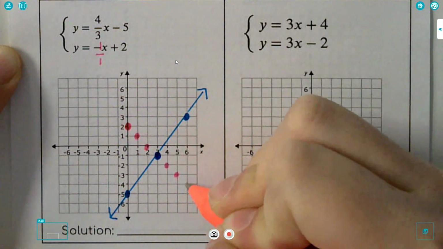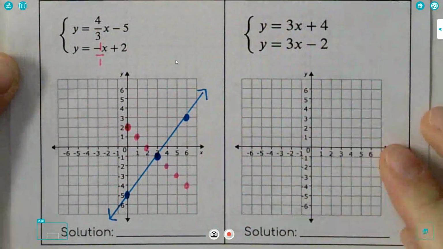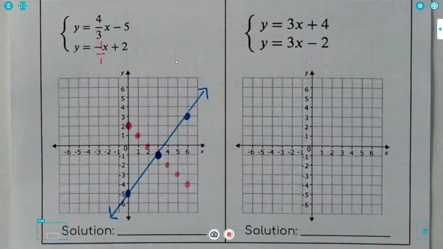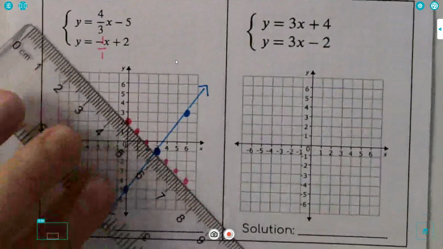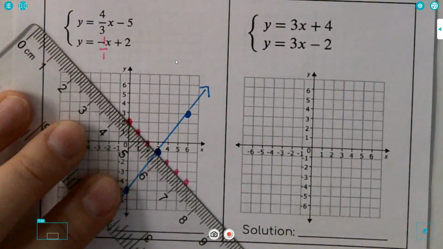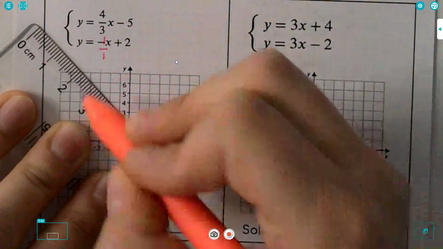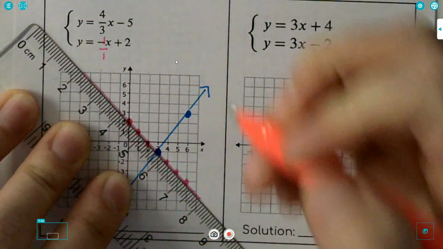At least a couple more. So I started at positive 2, and then I did a slope of negative 1 over 1. So negative 1, down 1, right 1. Now I'm going to connect those. I did not go up and to the left because I already know where they're going to connect.